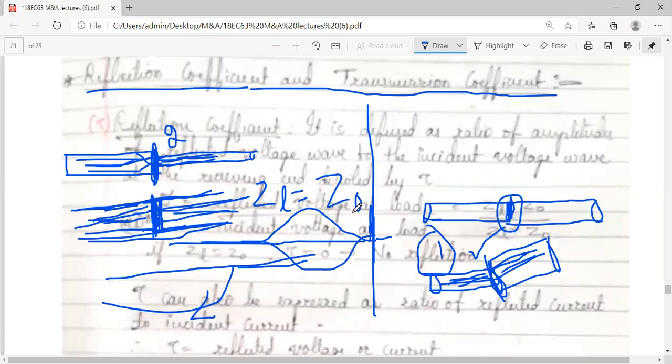You know already what is characteristic impedance, Z0. Each transmission line has its own impedance, given by Z0, the characteristic impedance. Its ideal value is 120 pi, that is 377 ohms. Okay, this is the basics about the reflections.